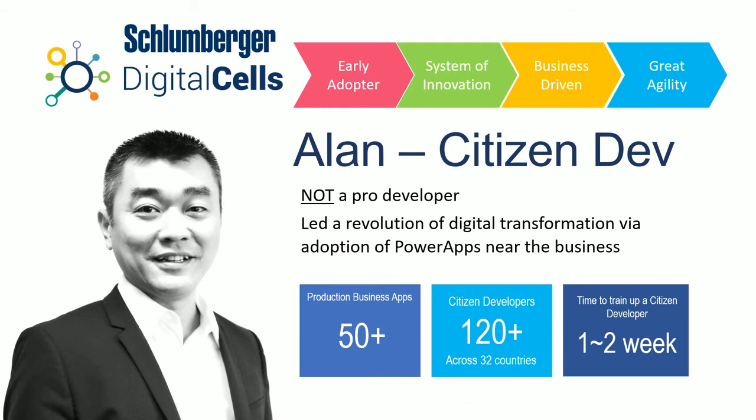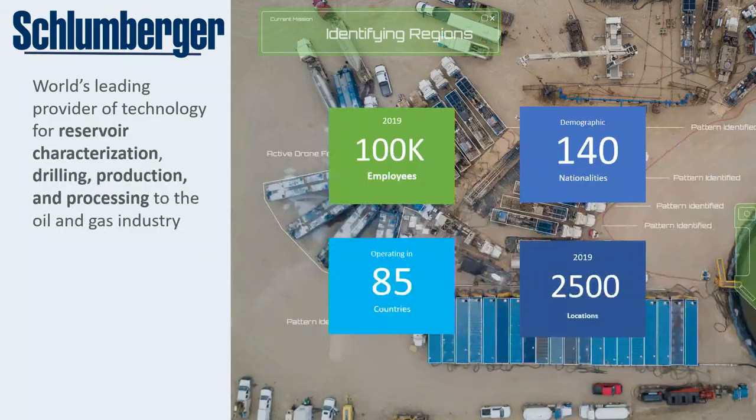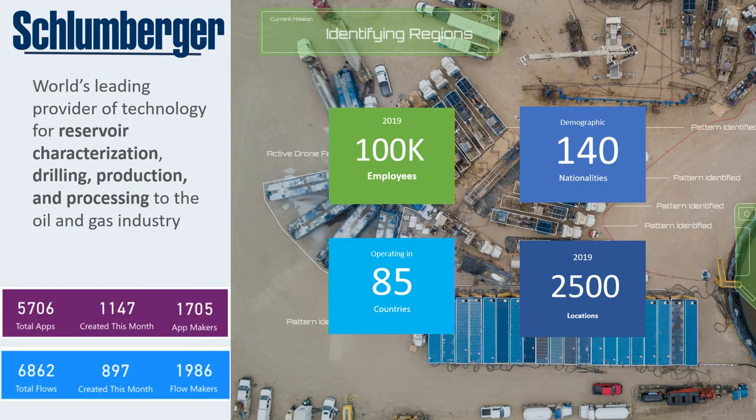And this is where we use Schlumberger as a prime example of how this happened. All of their app creation started from the business. So here's Alan. Alan is a real person. He's a citizen developer, and he's not a pro developer. He really started, and they have this digital cell, which is around enabling the business to create apps, to create innovation. And they are now down to taking a couple of weeks to train the citizen developers to build their own apps.